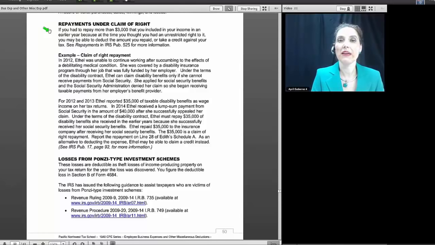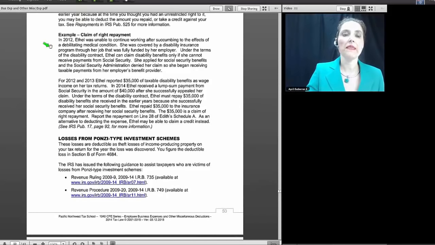If you had to repay more than $3,000 that you included in your income in an earlier year, because at the time you thought you had an unrestricted right to it, you may be able to deduct the amount you repaid or take a credit against your tax. For more information, you should refer to IRS Publication 525 under the category of repayments. But I'm going to give you an example of a claim of right repayment, precisely like what I've seen clients of mine have.